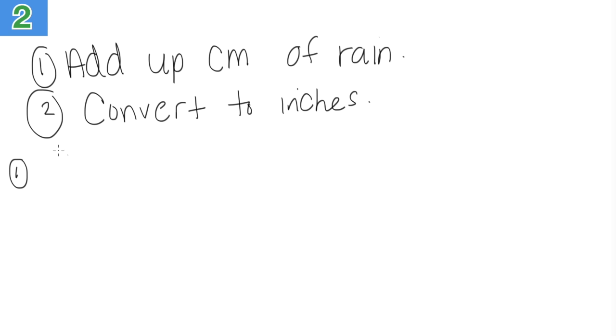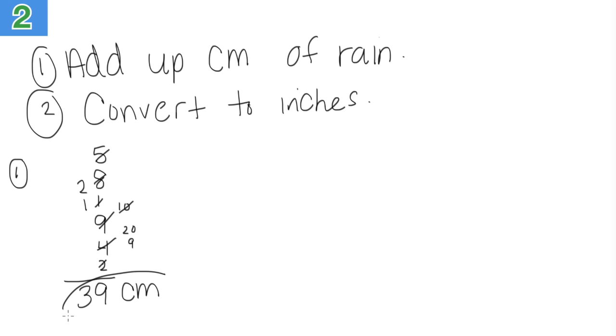So for the first step, let's add up the centimeters of rain. I'm going to write them all out just in a line so that we can add straight down. Sometimes I like to group, like 9 and 1 is 10, 8 and 2 is another 10, so that's 20, 4 and 5 is 9, which makes 29, carry the 2, 3. So you should have gotten 39 centimeters of rain. You can add this however you want, but you should know how to add a long list of numbers.